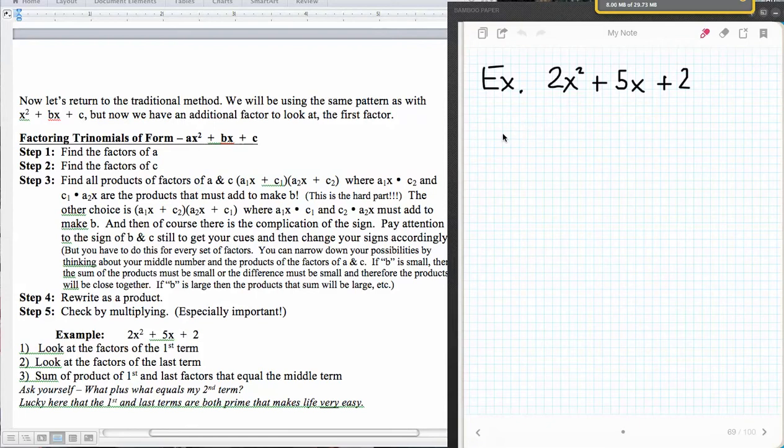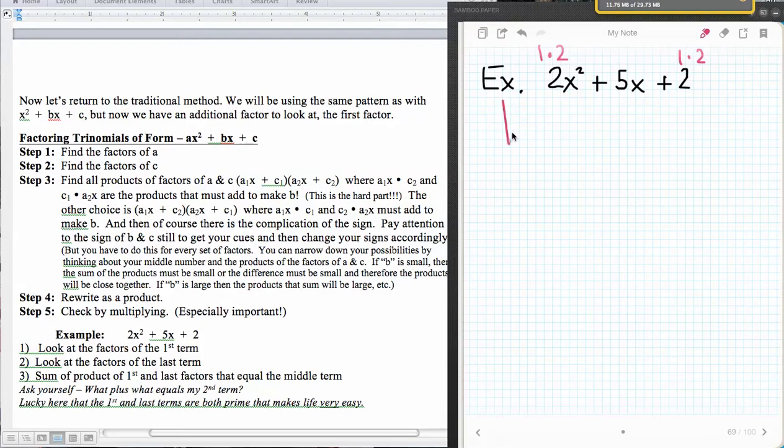But we are going to factor a trinomial of the form ax squared plus bx plus c in the traditional manner. Now the traditional manner requires us to get the factors of the first term, 1 and 2, and the factors of the constant, 1 and 2, and we're going to have to mix and match these factors in such a way that we get 5.